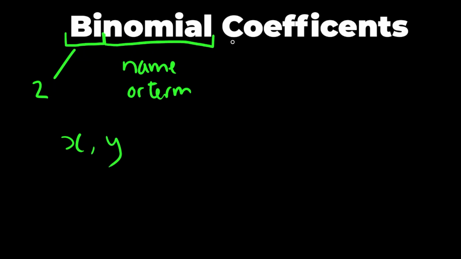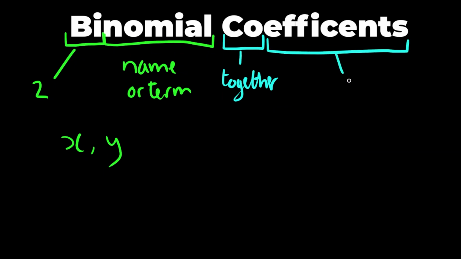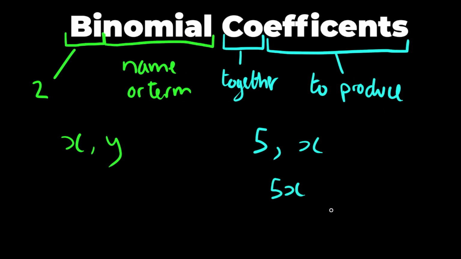Now, similarly, coefficients. We've got co, which means together in Latin, and then efficiens, which is from efficiere, which means to produce, and that's Latin as well. And so together to produce. What this really means in maths is, say I might have a 5, and then I might have something else like an x, and together they produce something, so they might go into 5x, say.